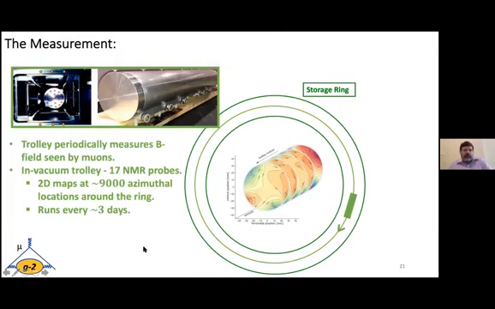And so then to measure the magnetic field, basically every 3 days, we stop taking beam, and then we move this device that we call the trolley around the storage ring. Basically, it ends up sitting inside of the storage region where the muons live, and it lets us measure. The trolley contains 17 NMR probes, and it lets us do 2D field maps at about 9,000 azimuthal locations around the storage ring.